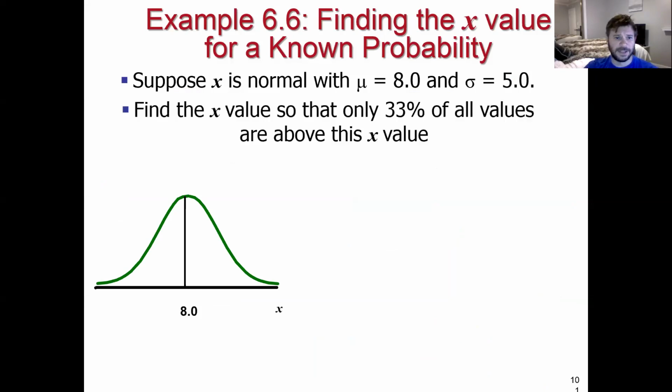So we're going to think about answering the question, how can I find the X value so that only 33% of all values are above this particular value? So I will leave you here, and we will pick up with this example and wrap up our use of the standard normal distribution in the next video.